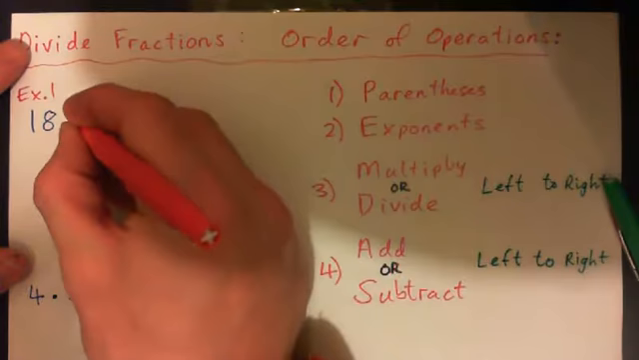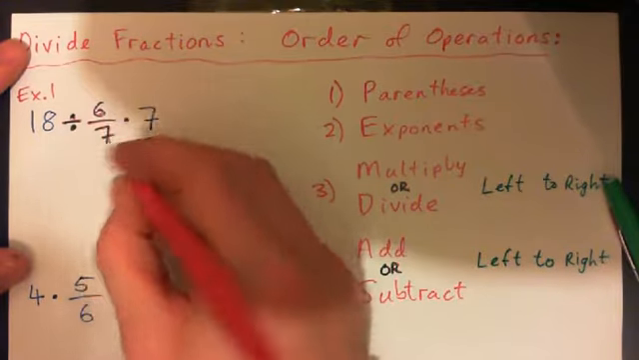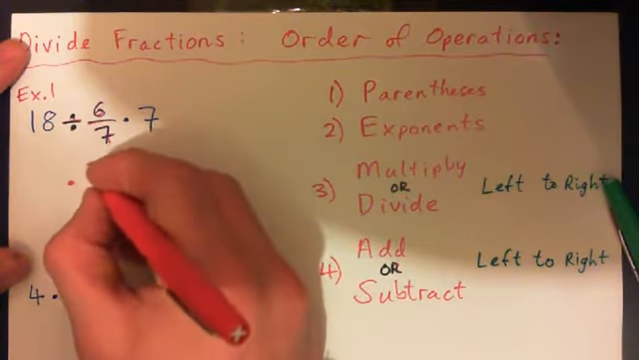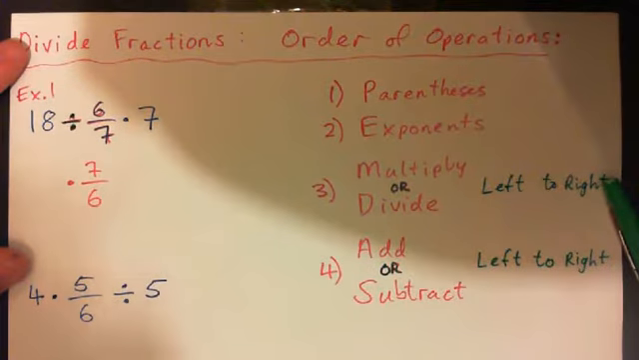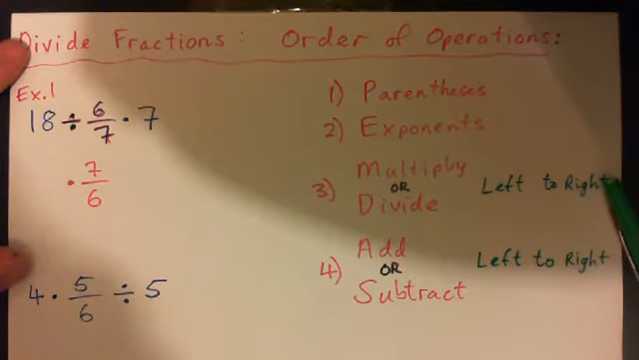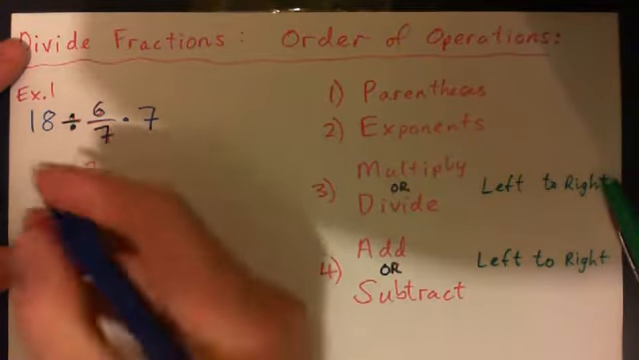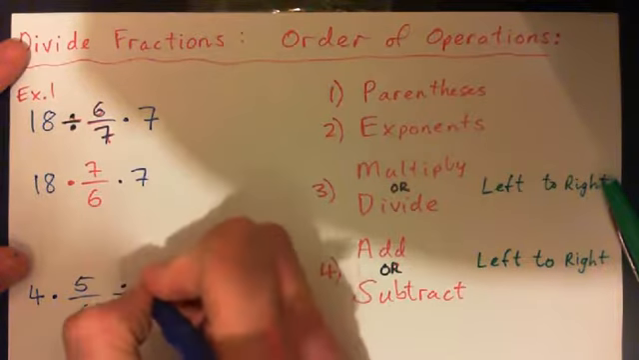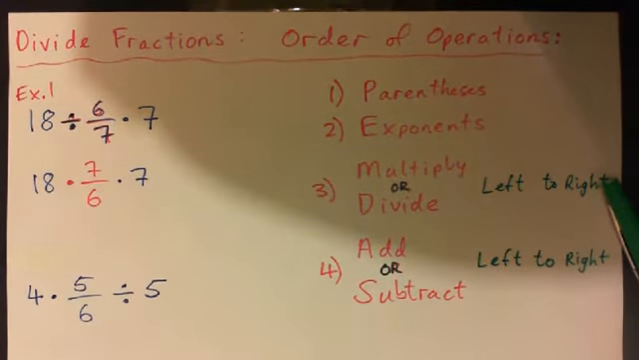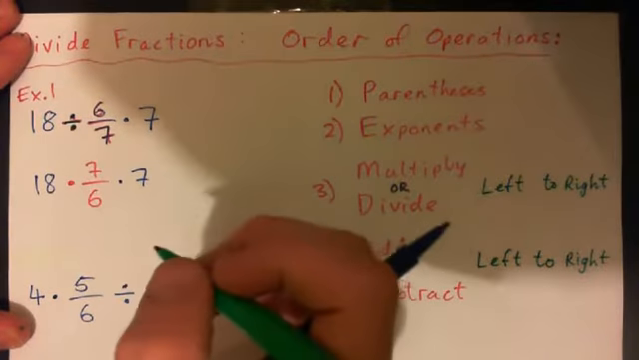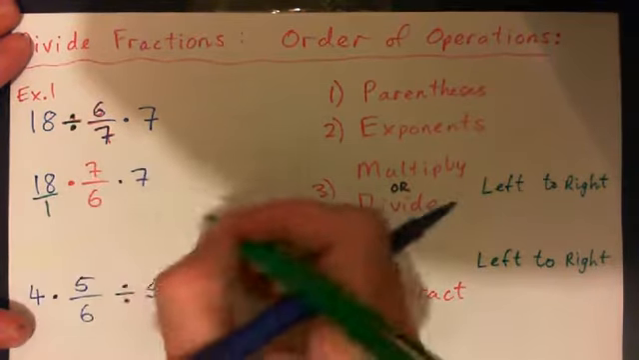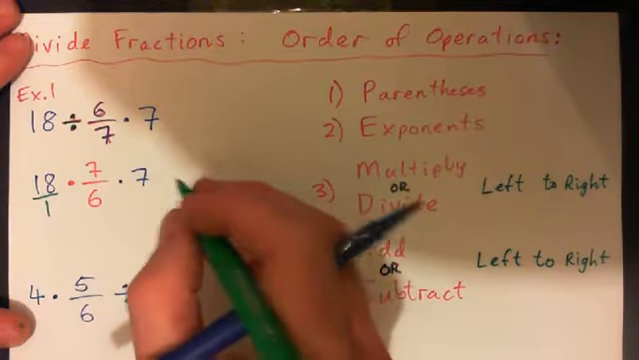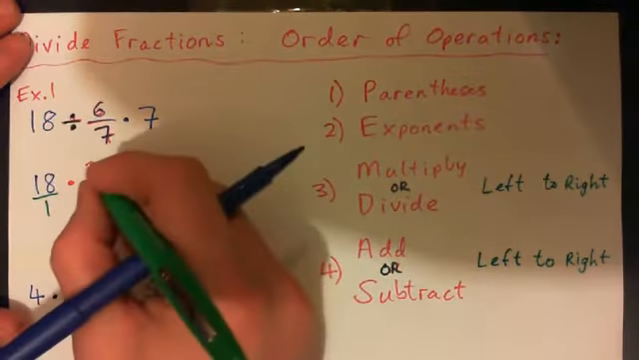And if I'm dividing by 6/7, I need to turn that into a multiplication by 7 over 6. Do you see that? So that is the first step, believe it or not. And then you've got 18 times that and then times 7. Then you need to turn everything into fractions and cross cancel common factors. So, can you turn 18 into a fraction? 18 over 1. How about 7? 7 over 1.